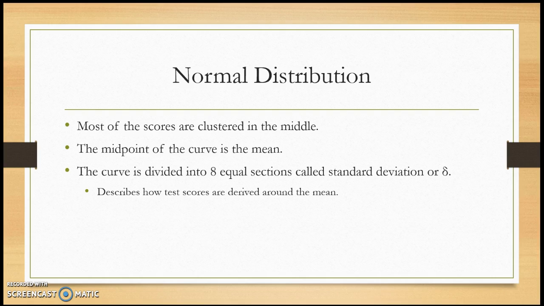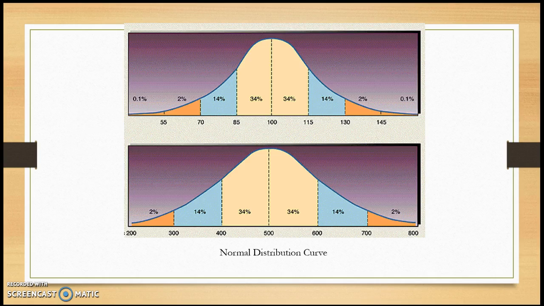So in a normal distribution, most of the scores are clustered in the middle. This is a bell curve. The midpoint of the curve is the mean. The curve is divided into 8 equal sections called standard deviations, or as you can see, that's the notation for standard deviation. Describe how test scores are derived around the mean. So this is a normal distribution curve. As you can see, the top one is like one that we would have for an IQ test. Anybody who scores between an 85 and 115 on an IQ test would be what we would consider average, because 68% of the people fall in that area.